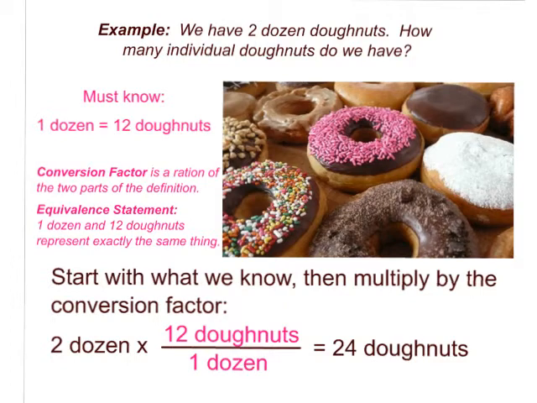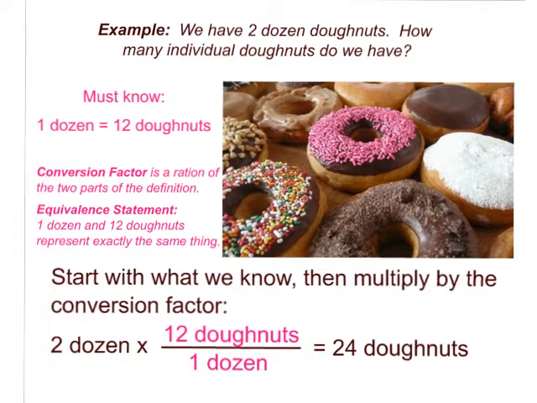So let's take a very simple example to start with. We're going to say we have 2 dozen donuts. How many individual donuts do we have? I know you can all answer this in your head, but we're going to walk through it in dimensional analysis fashion. First we must know the relationship between dozen and individual. We know that 1 dozen equals 12 donuts. That's a very important piece of information to know.